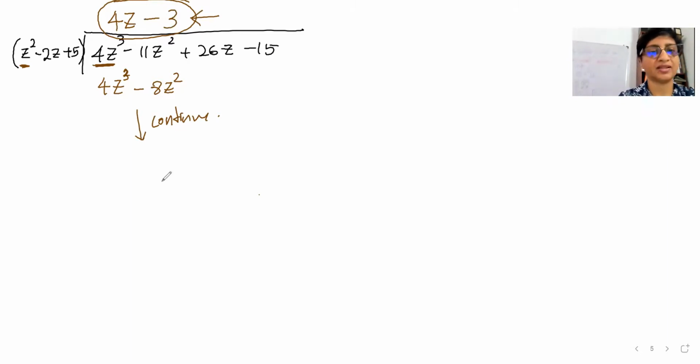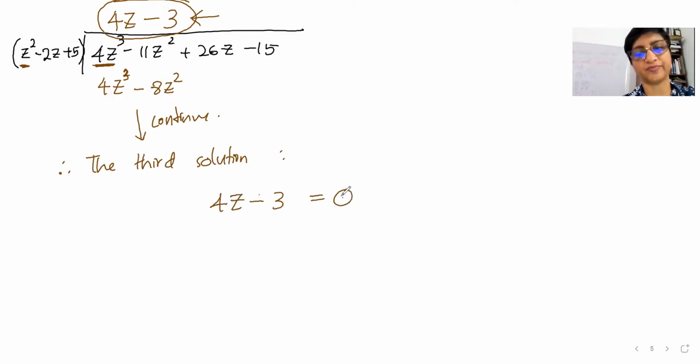Okay. So that's enough. Therefore the third root, the third solution, you get by equating your third factor 4z minus 3 to 0. So z is equal to 3/4. That's a real solution. So this cubic equation has one real root and two complex roots. And the two complex roots are conjugates of each other.